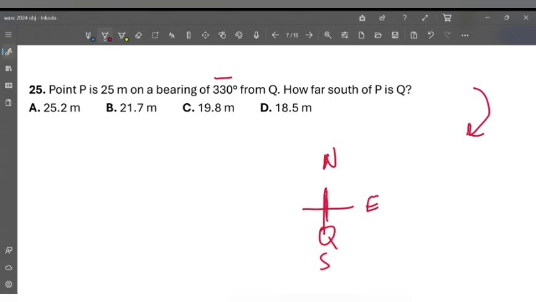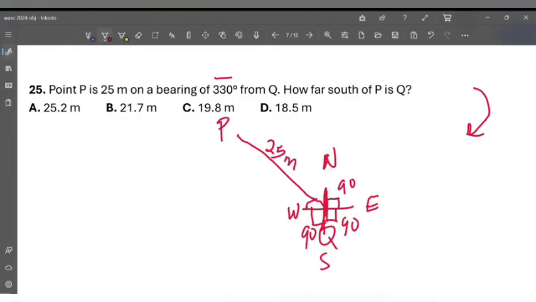And I know that each quadrant is 90 degrees. From the north to the east is 90, from here to here is another 90, and here to here, to the west, is another 90. So I have turned 90 plus 90 plus 90, which is 270 degrees. What is remaining to complete 330 degrees is another 60 degrees. So if you move 60 degrees from here, something like this, you get your point P. And you are also told point P is 25 meters away from it.